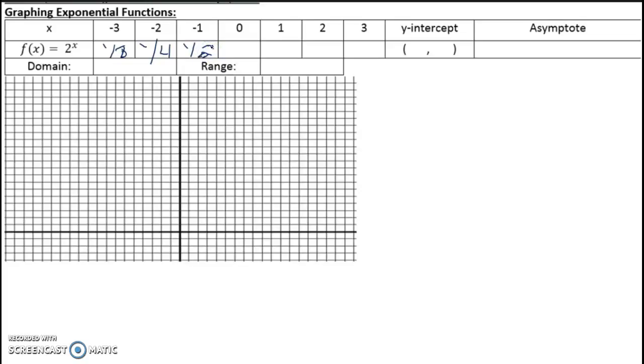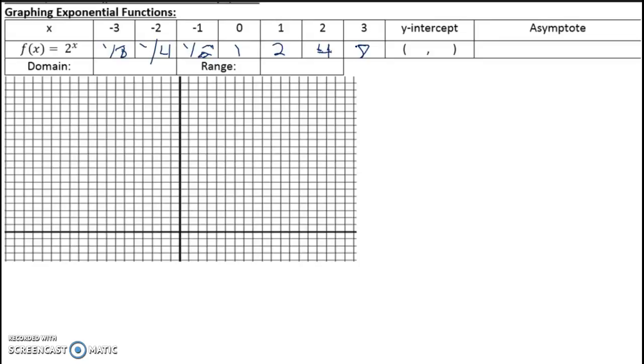2 to the 0 is, oh wait, anything to the 0 is 1. 2 to the first power is 2. 2 squared is, you should know that, 4. And 2 to the 3rd is 8. Sorry, I said that totally backwards.